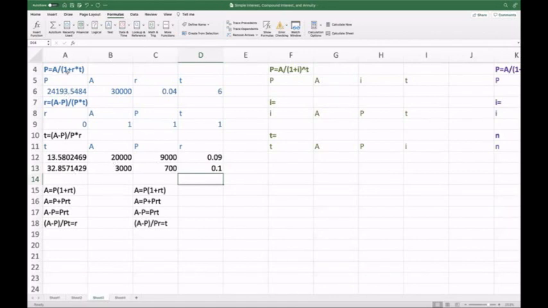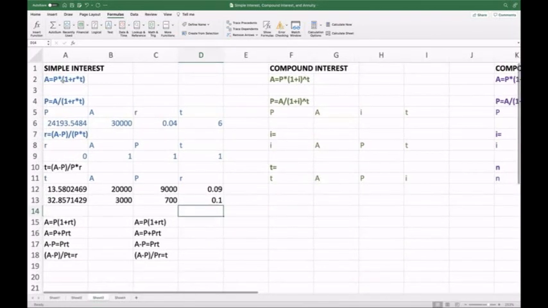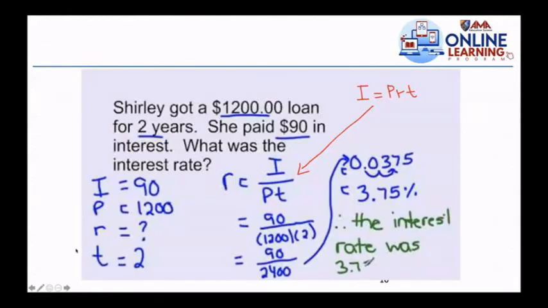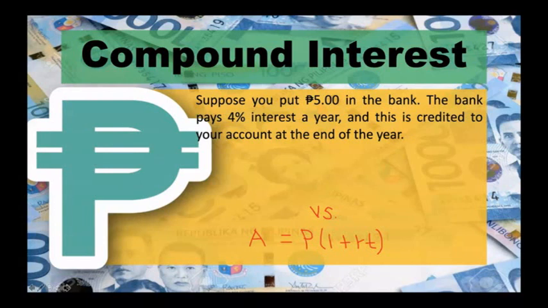So for this one, the possible variables to be asked are what? The A, the P, the R, the T. Right, class? So you should know the formula. You should know how to express one variable in terms of the others. Okay, so that's it for the simple interest. Let's go to compound interest.